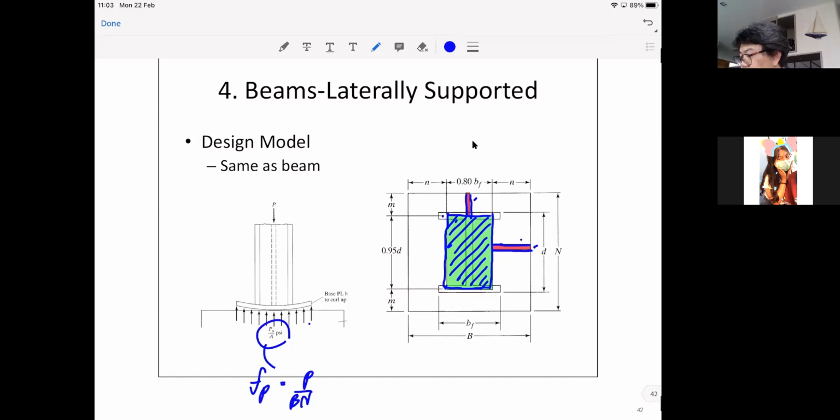So let's consider number one first. They said the rigid zone here is 80% of the width of the flange. So this n here would come from, let's say, you have the width B, right? So it's B minus 80% of the width of the flange and then divided by 2. That gives you n.